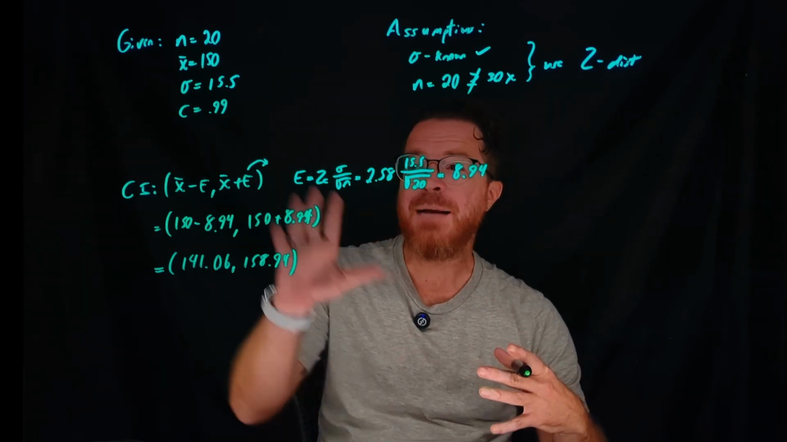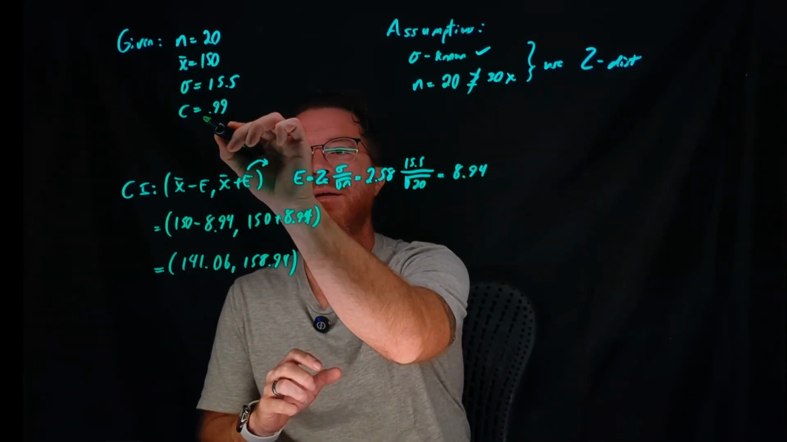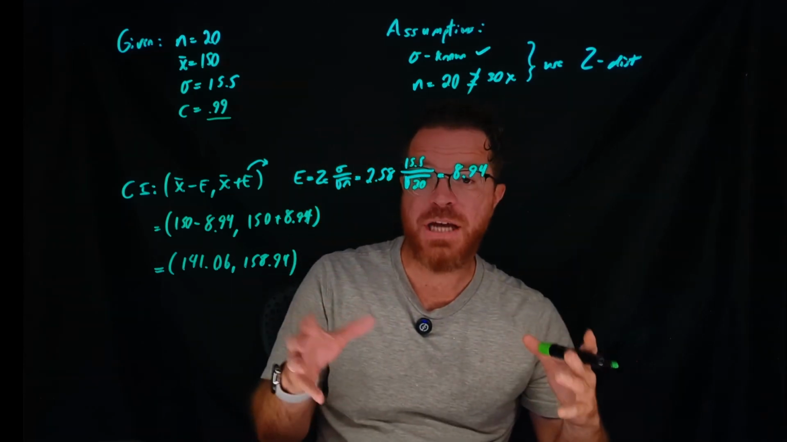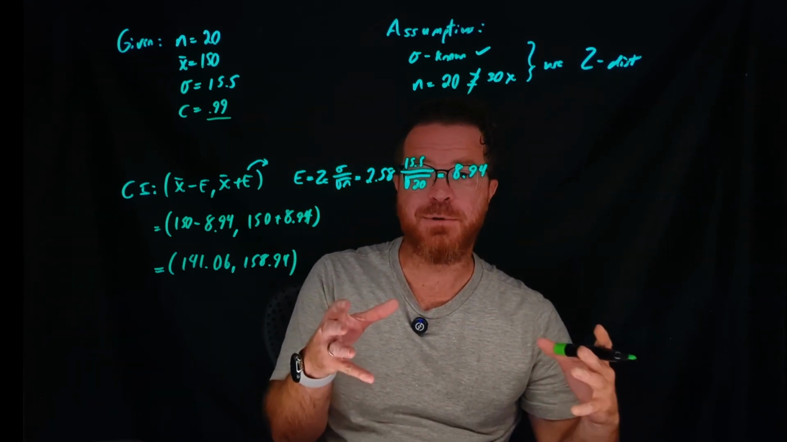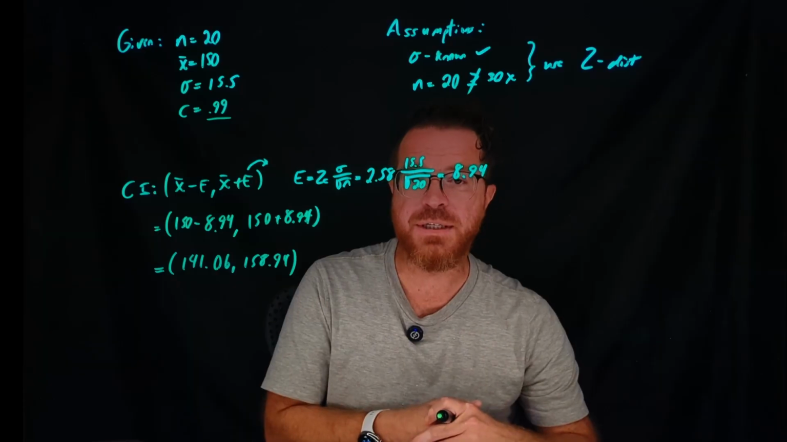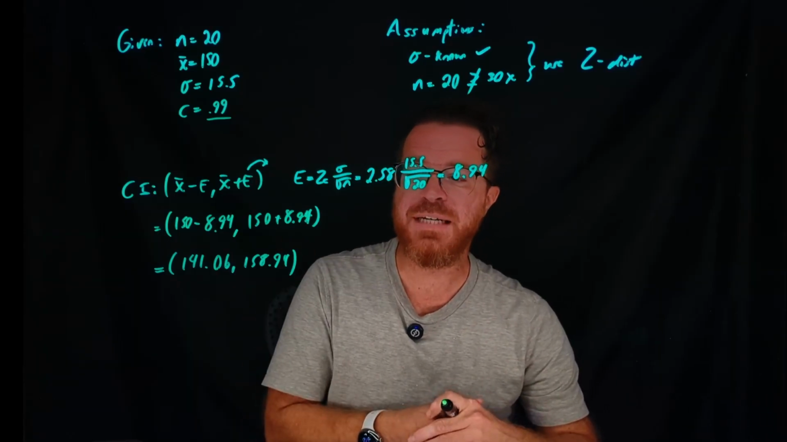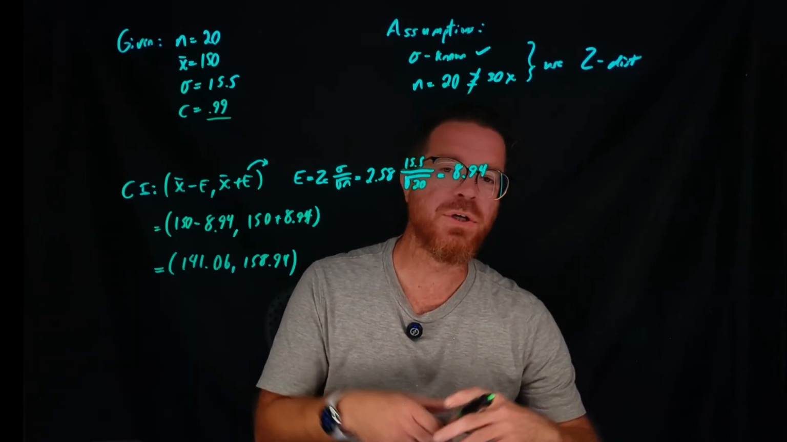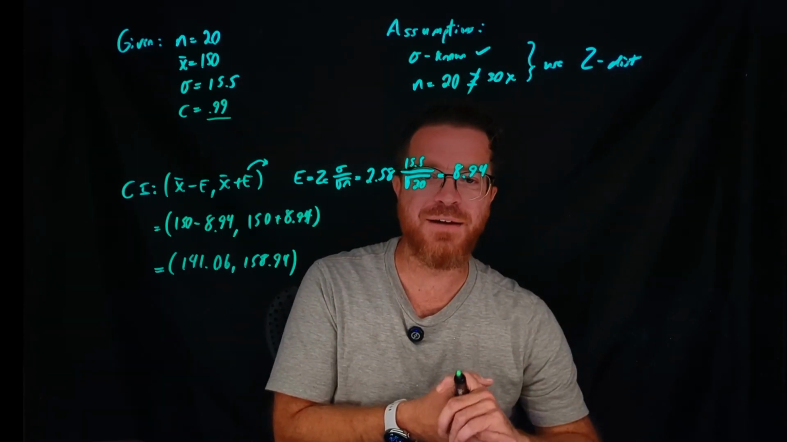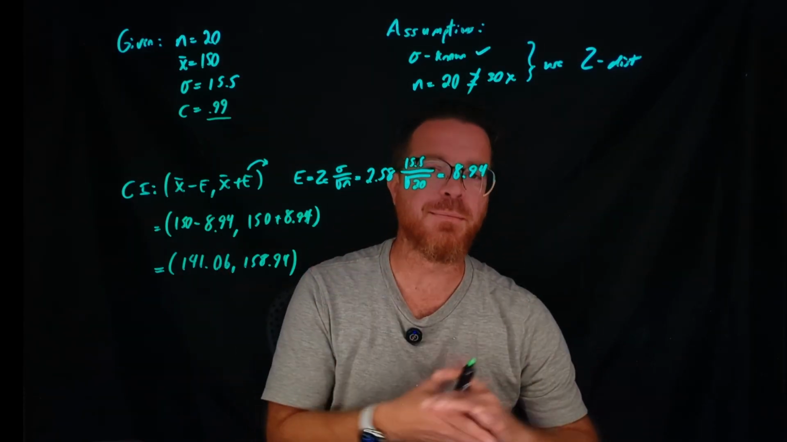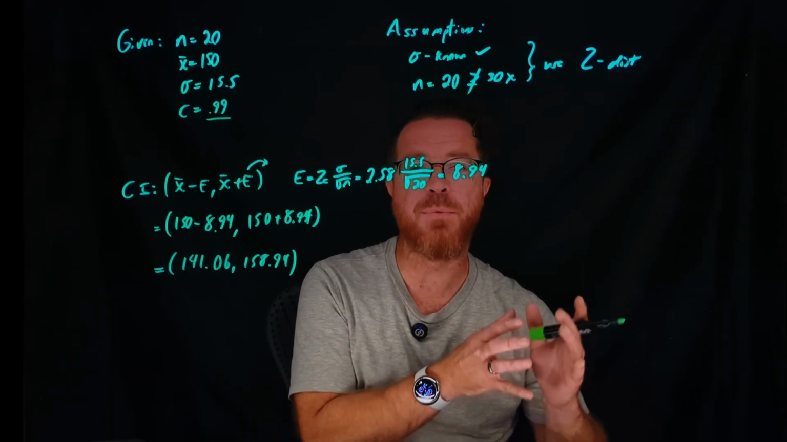So we are 99% confident the average test score of students is between 141.06 and 158.94. Or you could say the true mean score of students is between this and this, something like that. But I wanted to put it in terms of the problem.